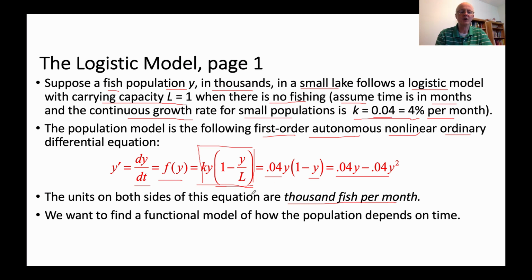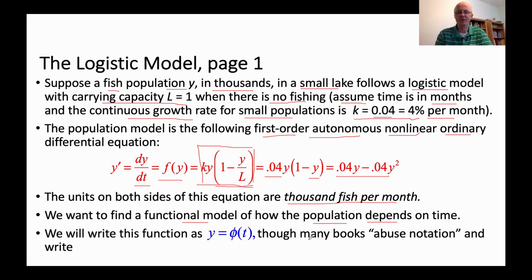What is our goal? We want to find a functional model of how the population depends on time. We want to find a formula for a function that solves the differential equation, that is a solution to it. We're going to write such a function with different notation. We're going to call it y equals phi of t.